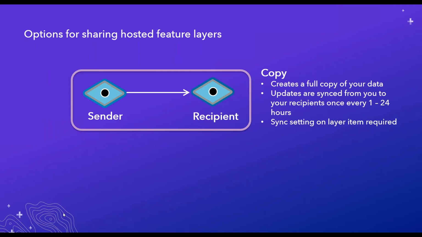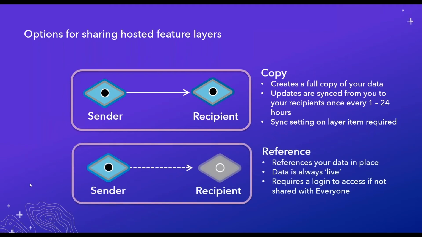Personally, this has burned me a couple of times. I've gone and done a collaboration and shared a hosted feature layer by copy, and it doesn't come over, and I'm left scratching my head. Then I go, oh yep, I go to the item details, and I forgot to set sync on the layer. So now you know a little tip and trick when it comes to sharing by copy.